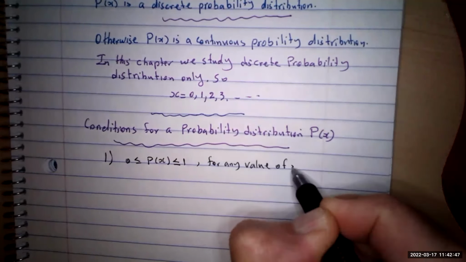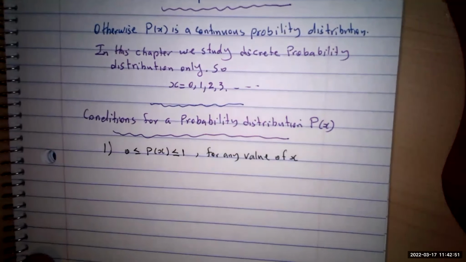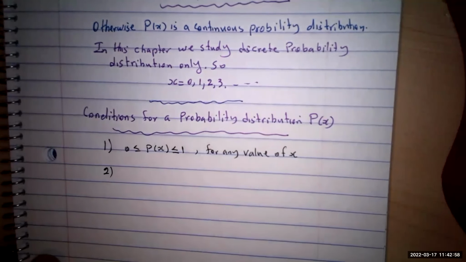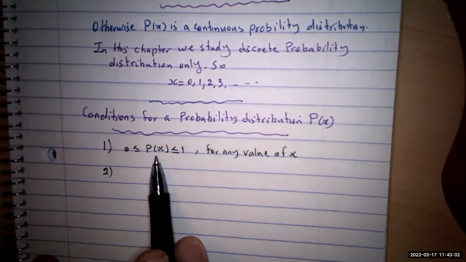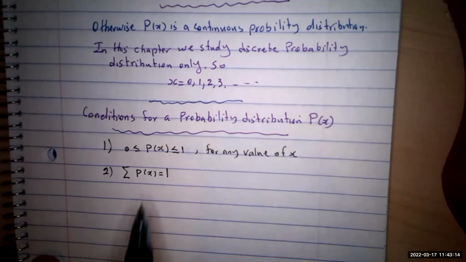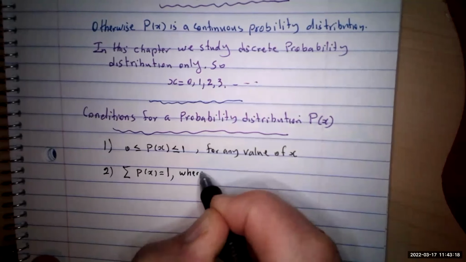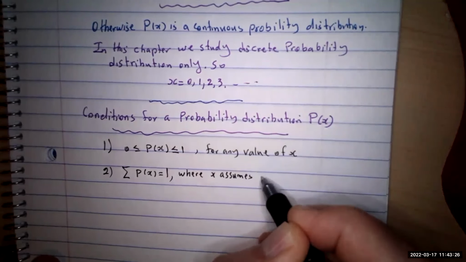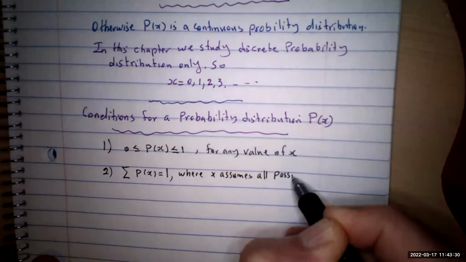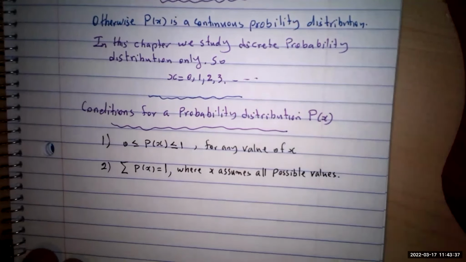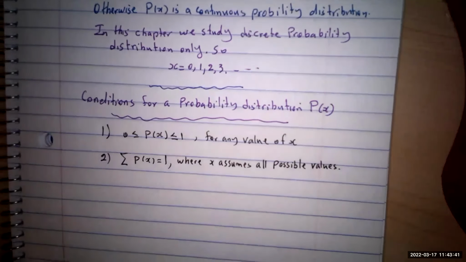So if you were given P of 1 equal to 1.5, you know that there is something wrong with this one. You're not going to accept it. And the second part is, if you add all the values of this function together, you must get 1. So use the notation sigma. Sigma of P of x is equal to 1, where you use all the possible values that X assumes. So you add all the possible values together, and the result must be 1 or 100%.